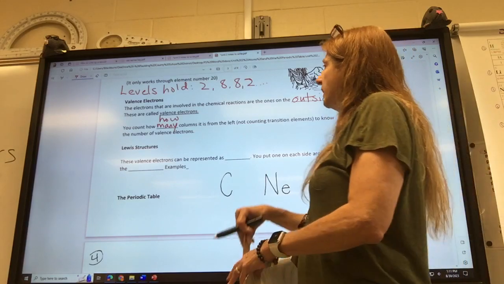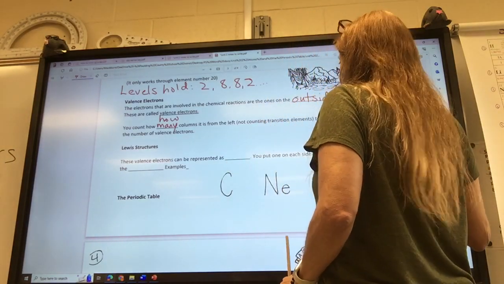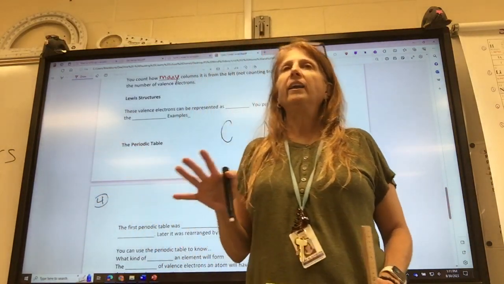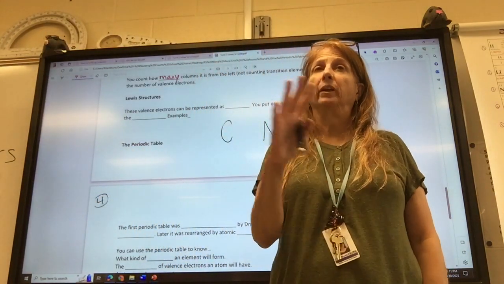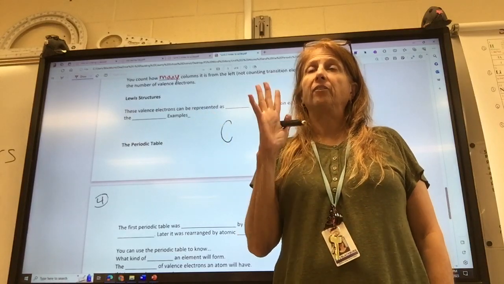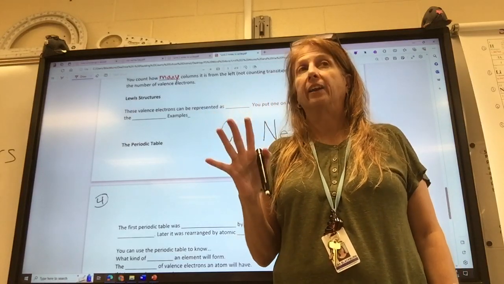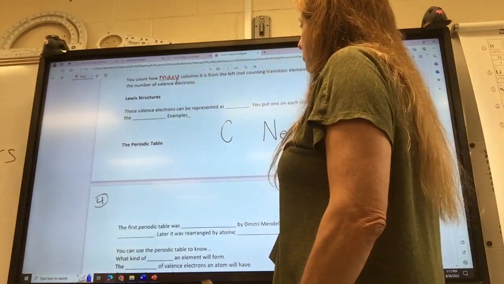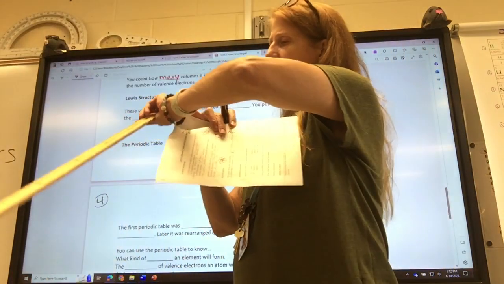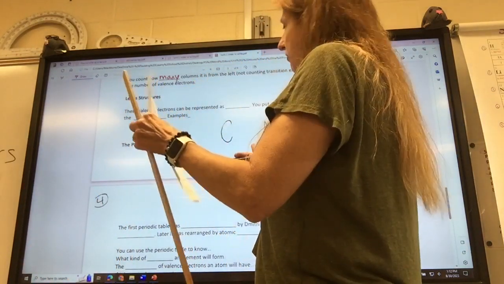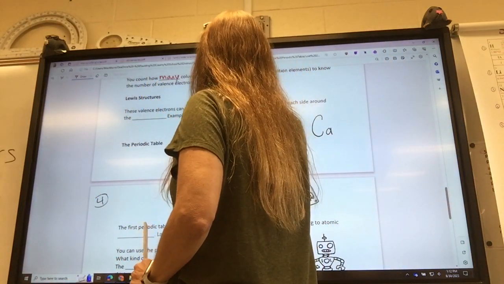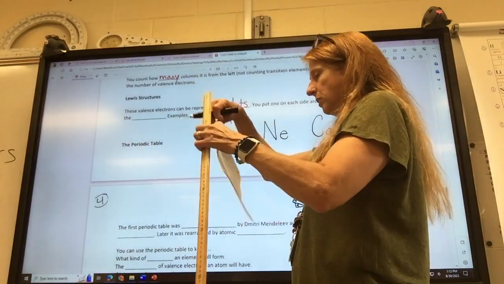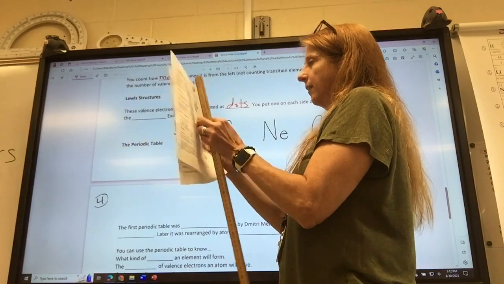Yes. Okay. All right, so there was a guy, Bohr, who made those, the first ones we did. But then there was a guy, Lewis, and he said, if the only electrons that are really important are the ones on the outside, why don't we just draw the ones on the outside and forget about all those others? And so this is called Lewis structures. Here's what I found. These electrons can be represented as dots. You put one on each side around, let me see how I wrote this the first time, so I write it again that way.